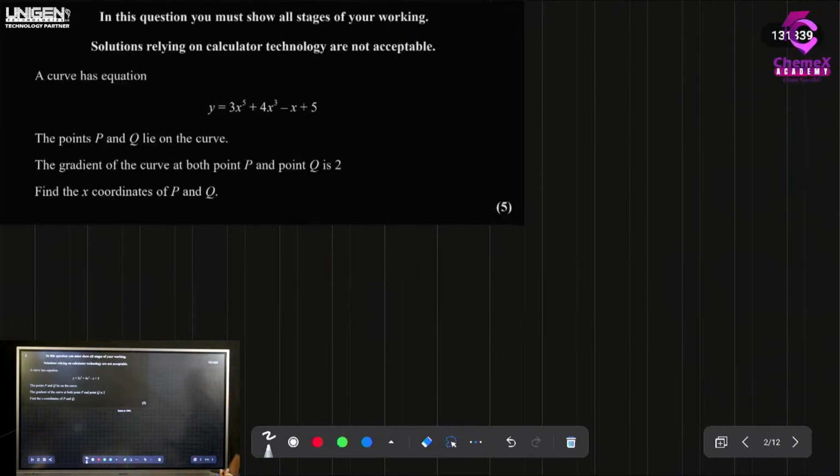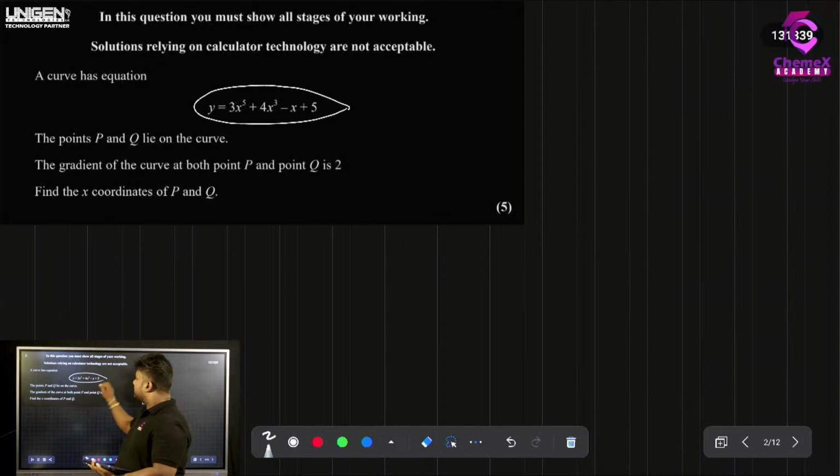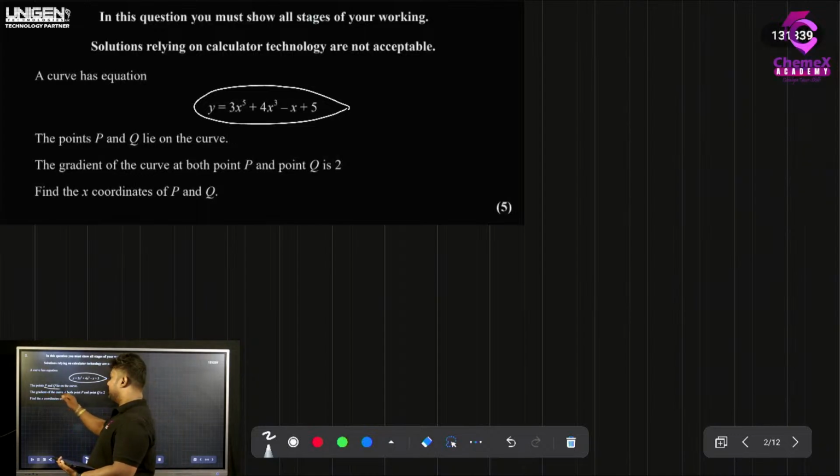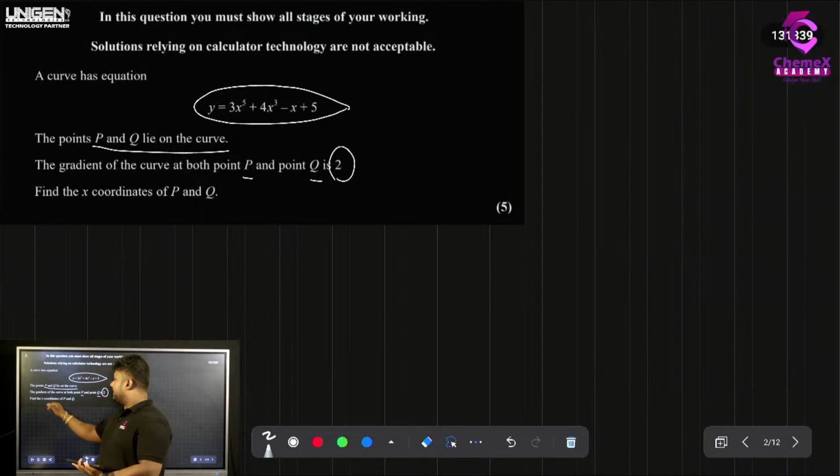Alright, second question. A curve has an equation of y equals x to the power 5 plus 4x cubed minus x plus 5. The points P and Q lie on the curve. They say P and Q lie on the curve. Then the gradient of the curve at P and Q is 2. Find the x-coordinates of P and Q. So how do you do this?